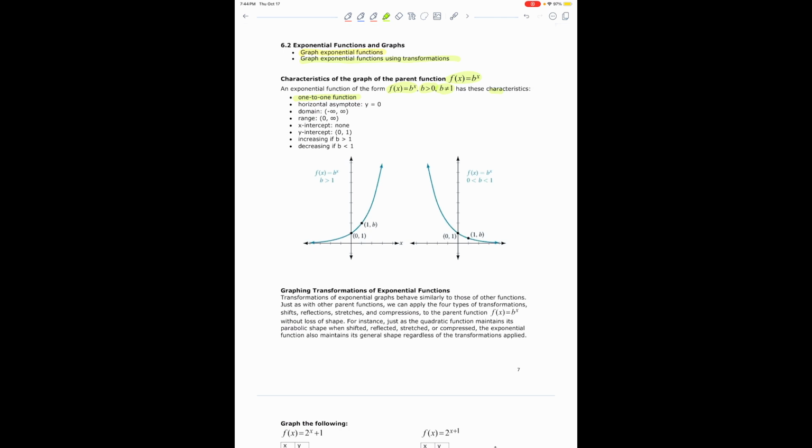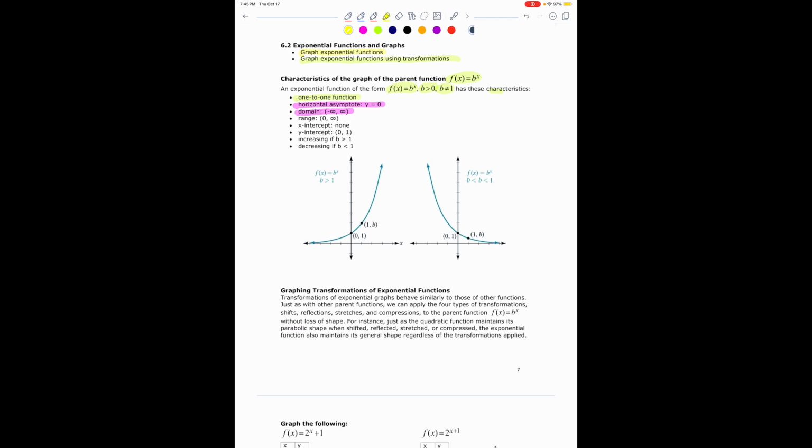function. The second characteristic is the horizontal asymptote is the x-axis in this case, which is this line right here, also known as y equals 0. The domain of this function is from negative infinity to positive infinity. As you can see, the graph is smoothly moving from left to right with no cuts, so it goes from negative infinity to positive infinity.